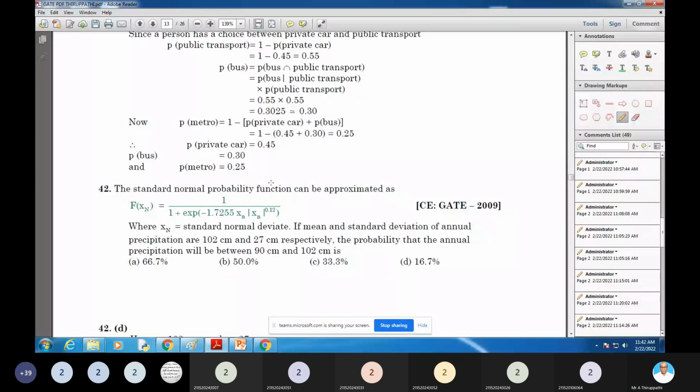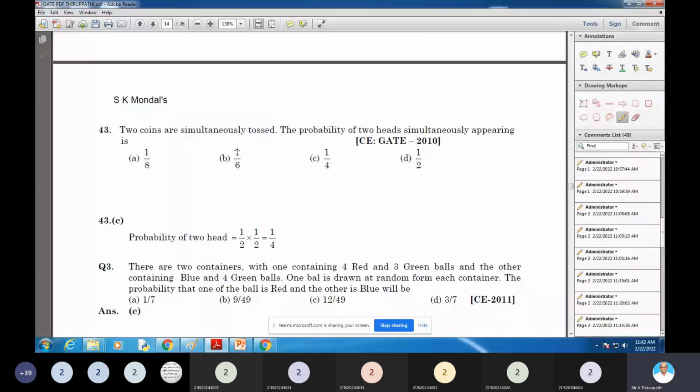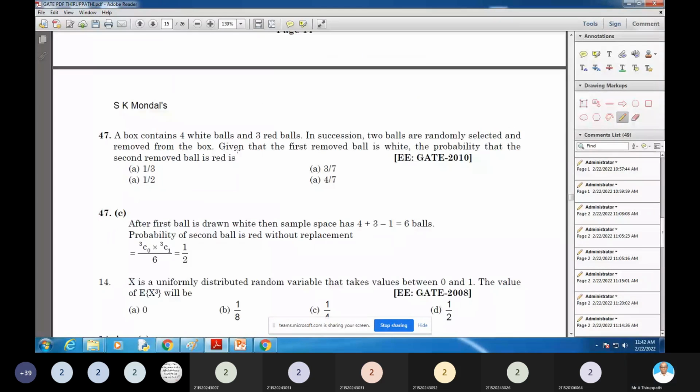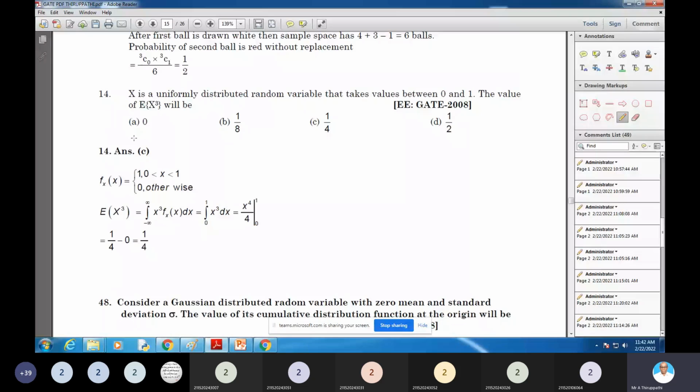Next, this is the normal distribution. We have already discussed the normal distribution. Come to the next one.